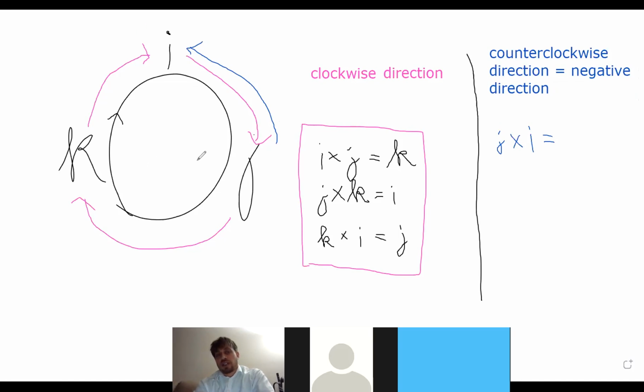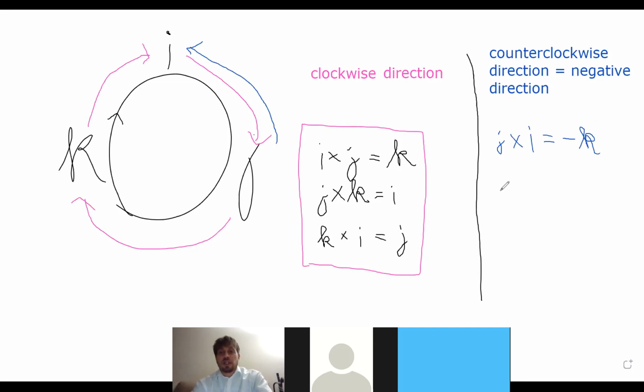You draw the I, J, and K the same, and it's clockwise. So you're going in the negative direction. That means the next thing is K, right? Because if you're going counterclockwise, you have J and I, and next would be K. But because you're going in the negative direction, this memory technique is telling you to take the negative of the next thing you see. So J cross I is negative K.